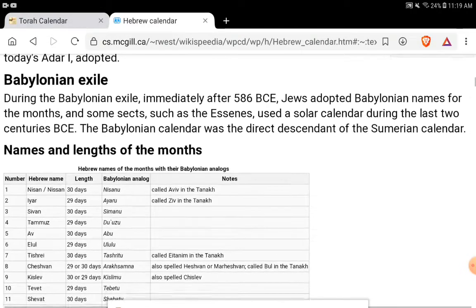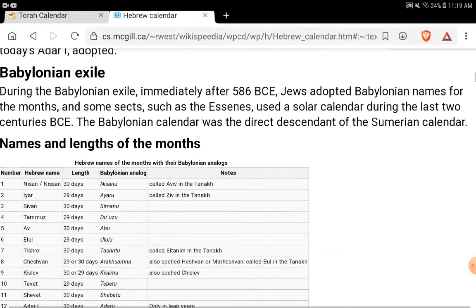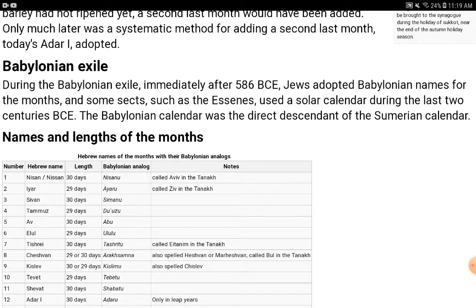But it was during the Babylonian exile, right? These guys had stopped keeping the law, statutes, and commandments of our Creator, and he tossed them in the ditch. I mean, he literally let them get annihilated. His temple got destroyed again and again and again. They are in exile. And so during the Babylonian exile, immediately after 586 BCE, the Hebrew people, it's not Jews, adopted Babylonian names for the months.